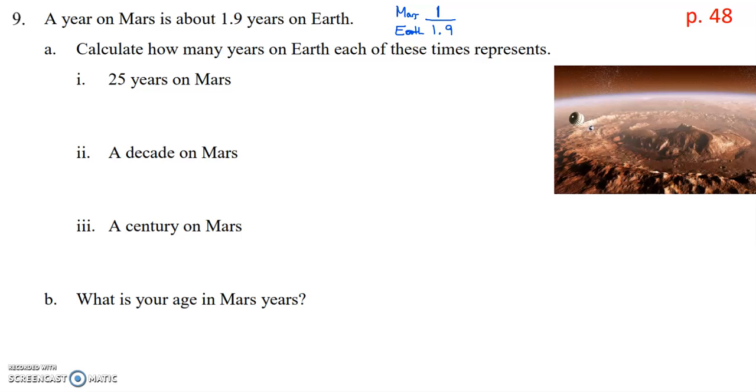So if we're looking at 25 years on Mars, well, for our first one, if 1 year on Mars is equal to 1.9 years on Earth, then 25 years on Mars would be how many years on Earth? So we can set up a proportion showing a relationship. So when we cross multiply and divide, we're going to see that x, the years on Earth, is 47.5 years.